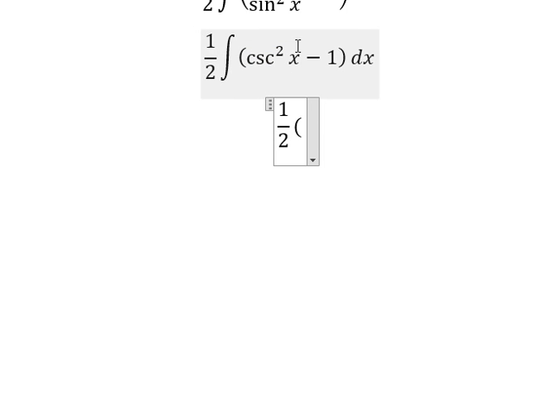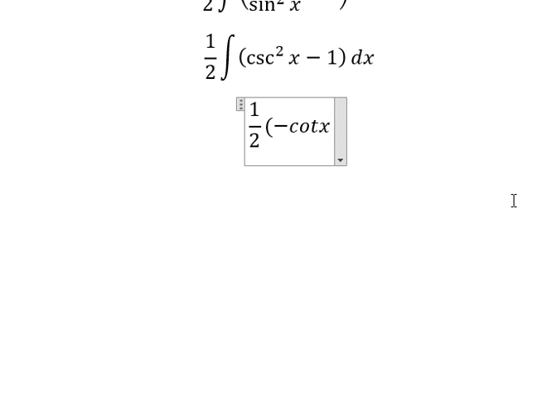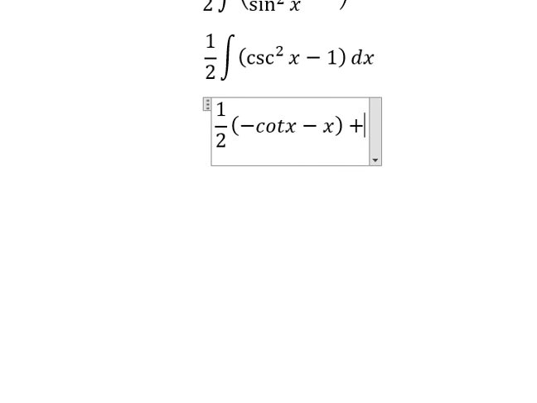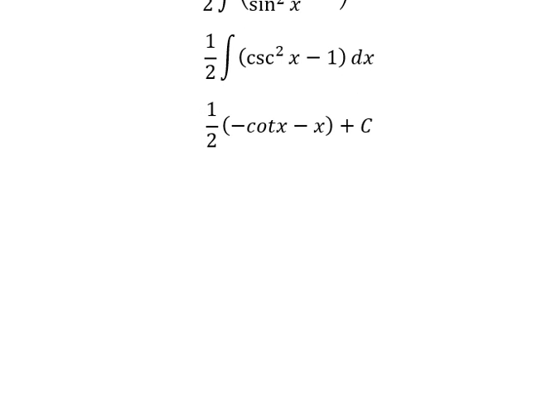The integration of cosecant of x squared, you get negative cosine x. The integration of negative number 1, you get negative x. And we put plus c. This is the end.